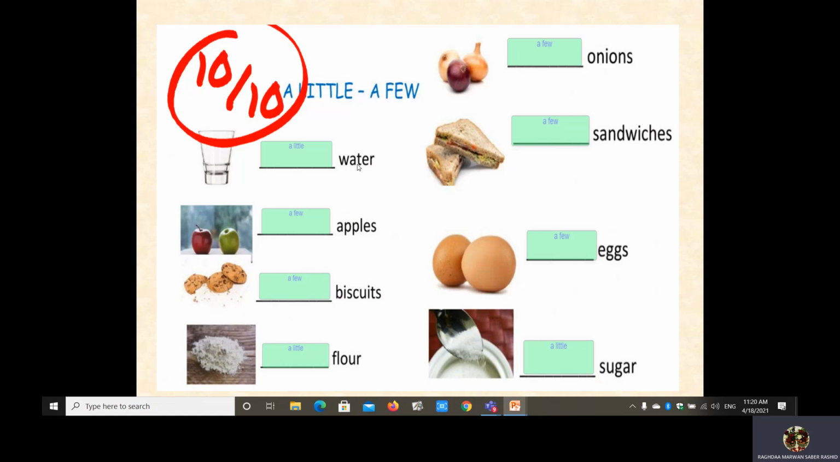A little water, because water is uncountable. A few apples, because apples are countable. A few biscuits, a little flour, a few onions, a few sandwiches, a few eggs, a little sugar. So again, a few with countable nouns like eggs, a little with uncountable nouns like sugar.